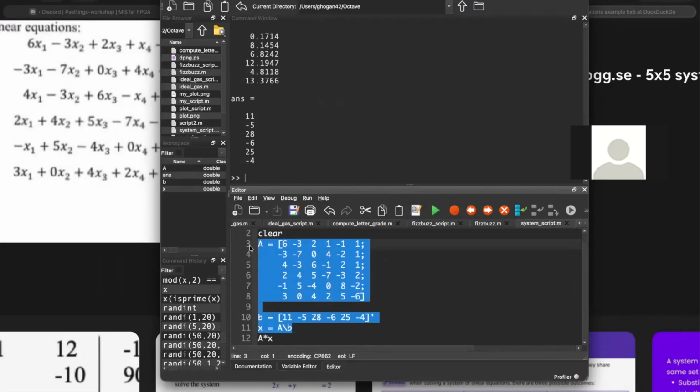Cool. So anyway, that's more or less all I wanted to talk about today, just how easy it is to solve a system of linear equations using MATLAB. So hopefully this was useful. And yeah, that's it. I'll talk to you guys later.